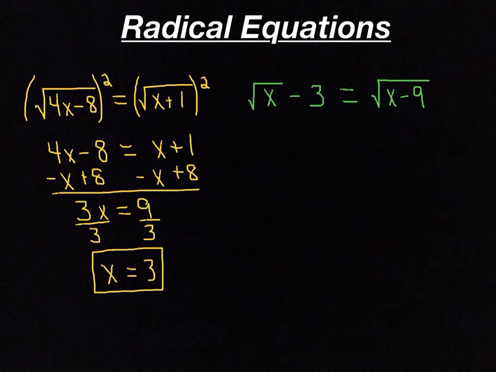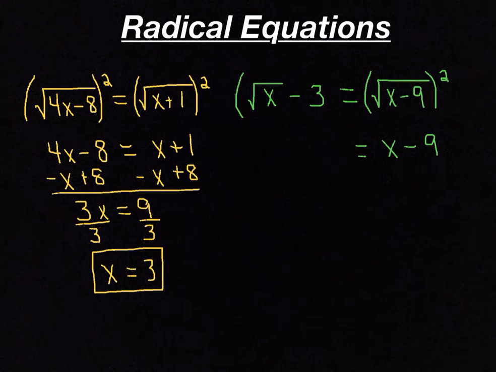In this next problem, we have the square root of x minus 3 is equal to the square root of x minus 9. Now notice on the left side, the minus 3 is not under the radical. So if we square the right side, it would get rid of the radical and just leave me with x minus 9. However, we can't just square a part. We can't just square the square root of x.